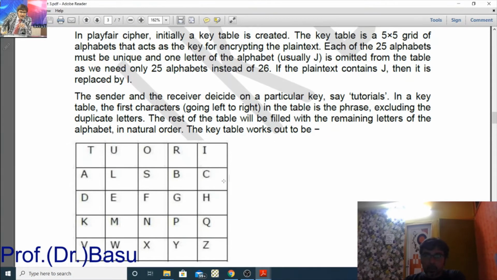So then K, then L. L has occurred, so we are skipping L. Then the next character comes M, N, O has occurred, so we are getting P, Q, then R, S, T are already present, so R, S, T, U will be skipped, then V, W, X, Y, Z. So this way we will be generating a 5 by 5 matrix as a key table.